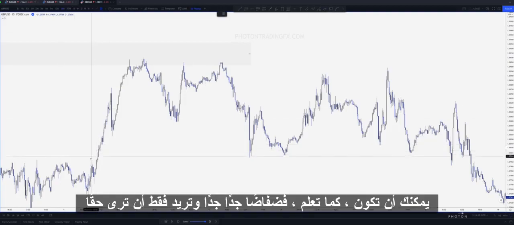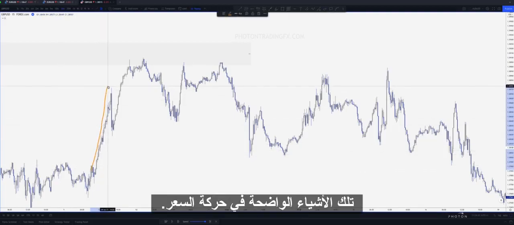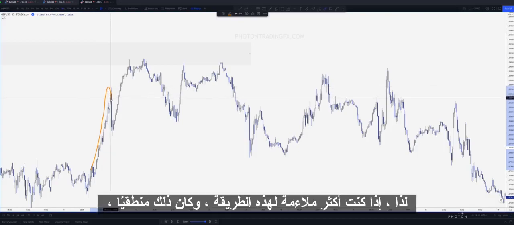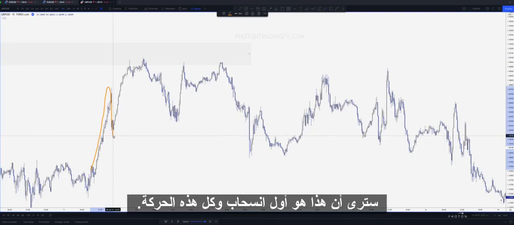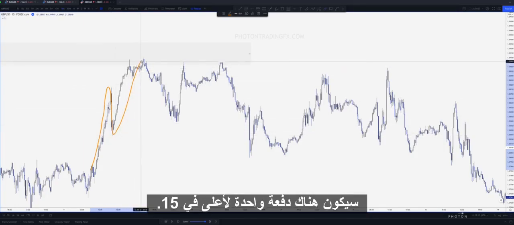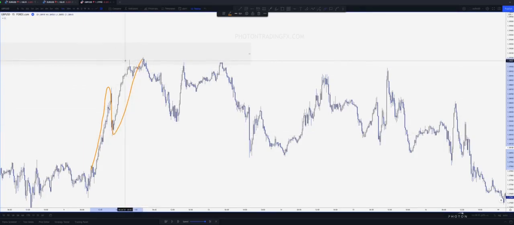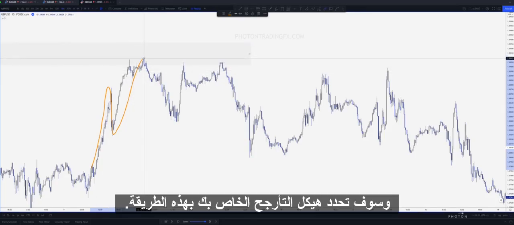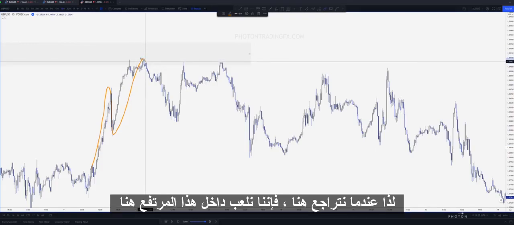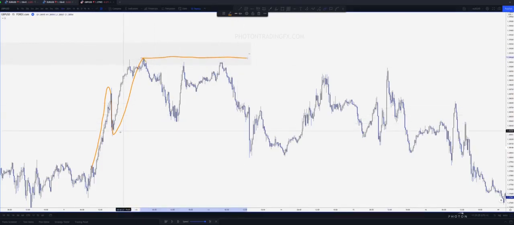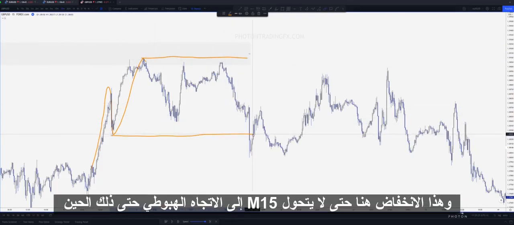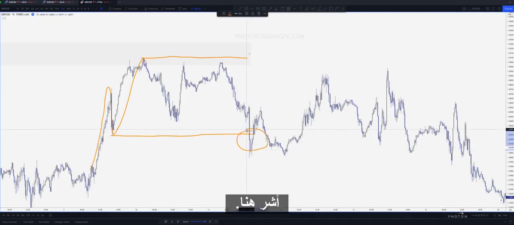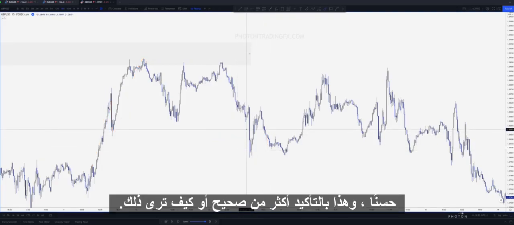One, you can be very, very loose and just want to see those obvious swings in price action. If you are more suited to that way and it makes more sense to you, then you would see that as the first pullback, and all of that move there would be one push up on the M15. This bit of pullback here would not be enough for you, and you would define your swing structure that way. So when we pull back here, we are playing within this high and this low, and the M15 would not switch bearish until this point here. That's definitely more than valid.